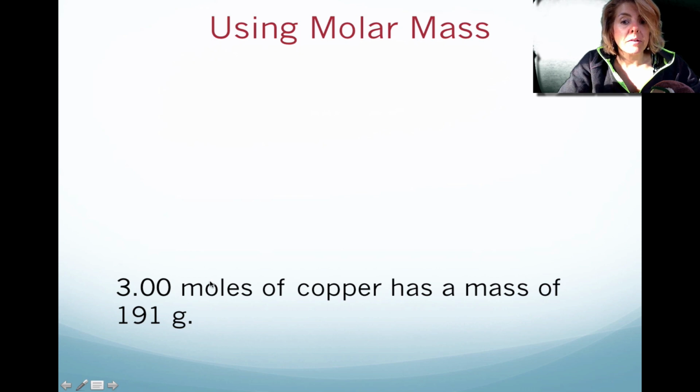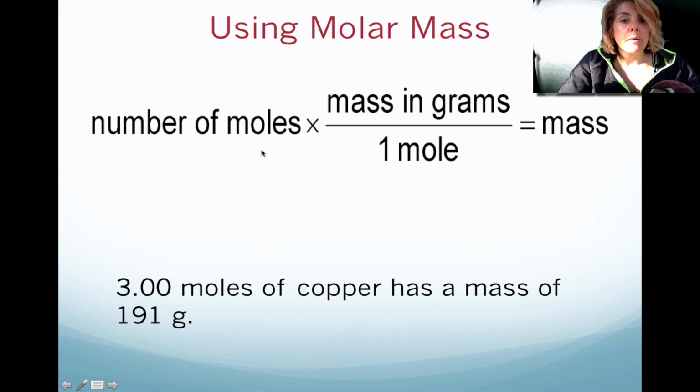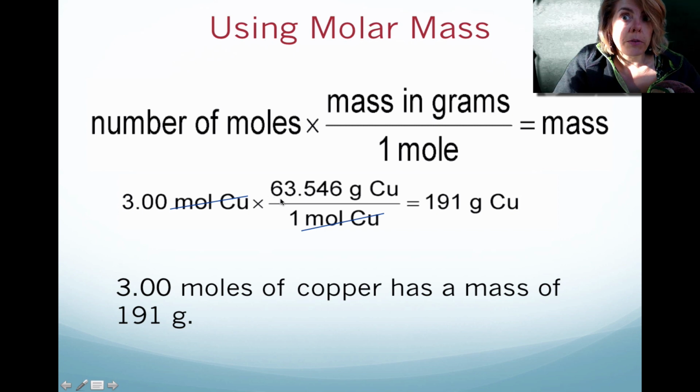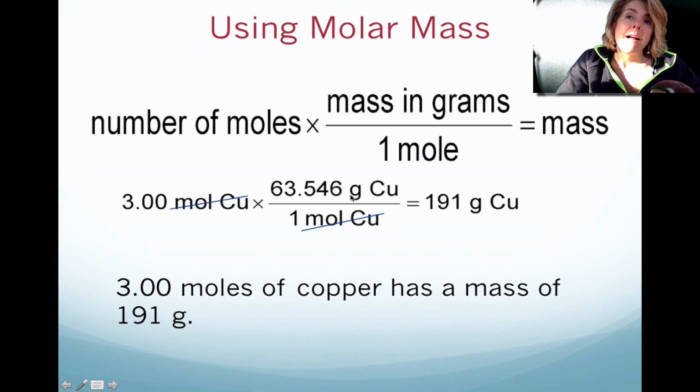Okay, so here we have 3 moles of copper, and we notice that it has a mass of 191 grams in the lab. So notice that you take the number of moles that you are given and you multiply it by molar mass. So we take 3 moles of copper and we multiply it by 1 mole of copper. Now you might ask yourself, where do you get this 63.546 grams? That is actually from the periodic table. So every element has a molar mass that is found on the periodic table, and that's how we get this number here. Notice that moles cancel out and we're left with grams, so the answer should be in grams.